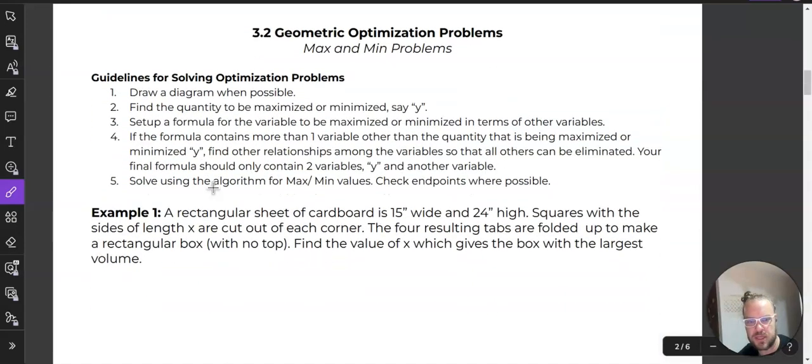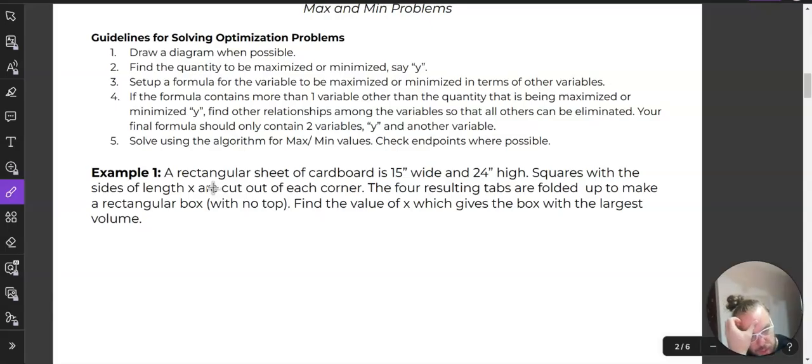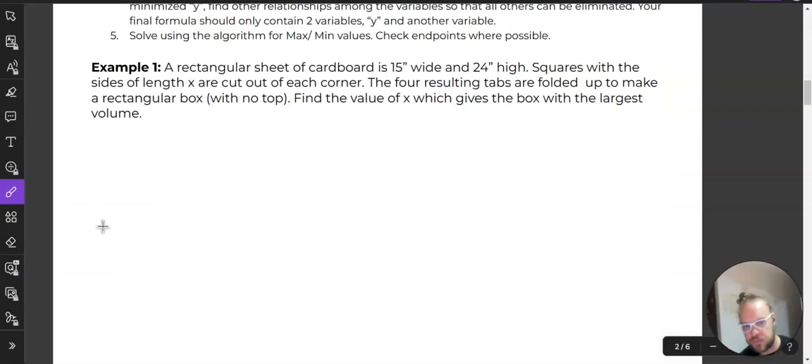Now let's take a look and apply some of these things to a word problem. So we've got a rectangular sheet of cardboard. It's 15 inches wide and 24 inches high. Squares with sides of length x are cut out of each corner, and the 4 resulting tabs are folded up to make a rectangular box. No top on the box. Find the value of x which gives the box the largest volume.